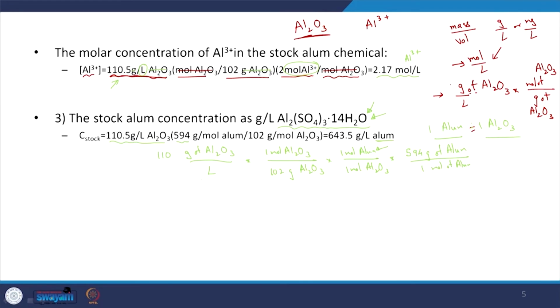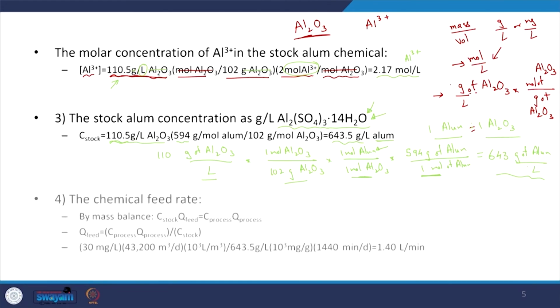So, what did we do? Mass units to molar units, then the molar ratio, and then again molar units of alum to mass. So, that is what I have. It looks like I will end up with 643 grams of alum per liter. So, in general, what does it tell me? If I want 110 grams of Al2O3 per liter, I need to add 643 grams of alum per liter, or vice versa. So, that is what it means. So, we are done with this.